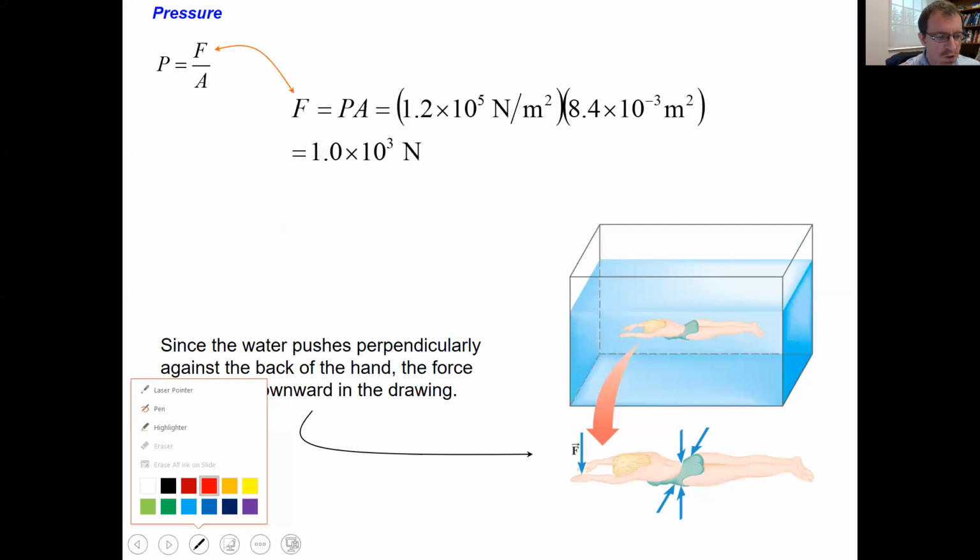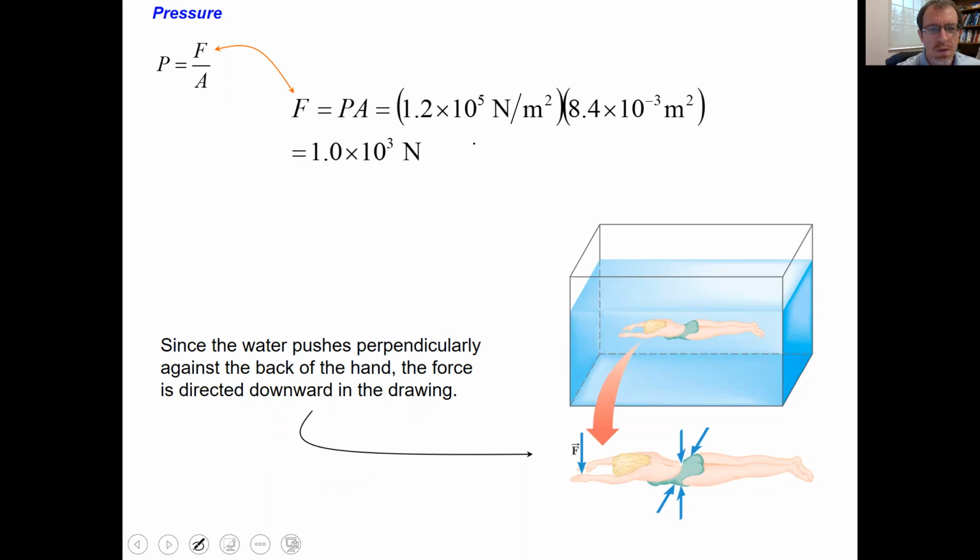That's in scientific notation, which is perfectly fine, but sometimes we kind of lose a feeling for exactly what that means. This is equivalent to 1,000 newtons. So it's 1,000 newtons worth of force pushing on the back of her hand, which sometimes we have difficulty understanding. Well, what if she were out of the water and she wanted to put something on the back of her hand that would have an equivalent weight to that 1,000 newtons? How massive would that object have to be?